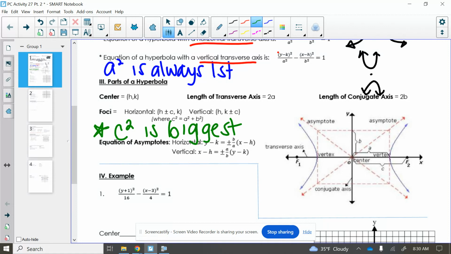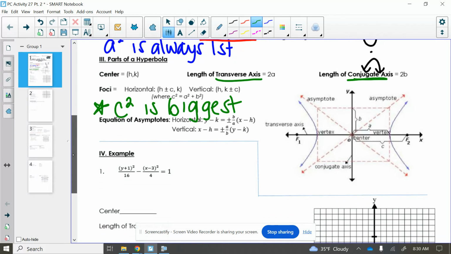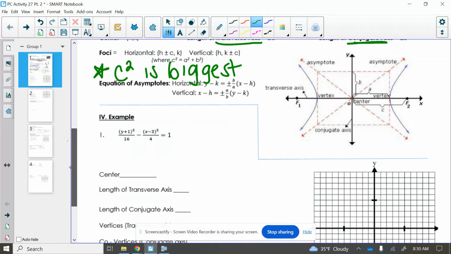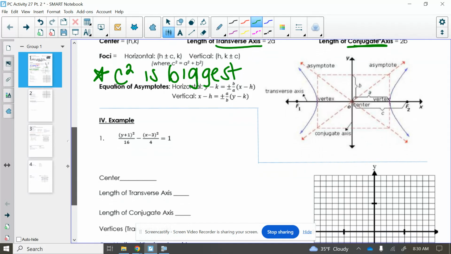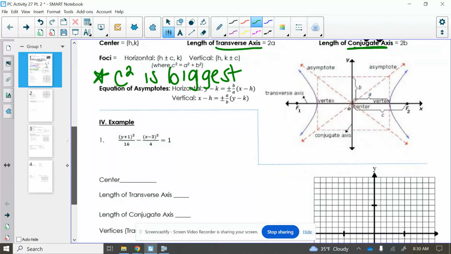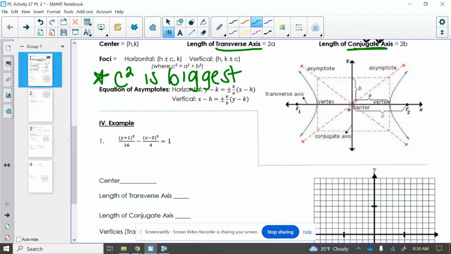Since A is no longer the biggest, we don't call it the major axis anymore. We call it the transverse axis. 2B then is the conjugate axis. And again, A might be the smallest this time. The biggest thing, though, is that C is the biggest. We also have equations of our asymptote lines. The slope for horizontal is B over A, slope for vertical is A over B.